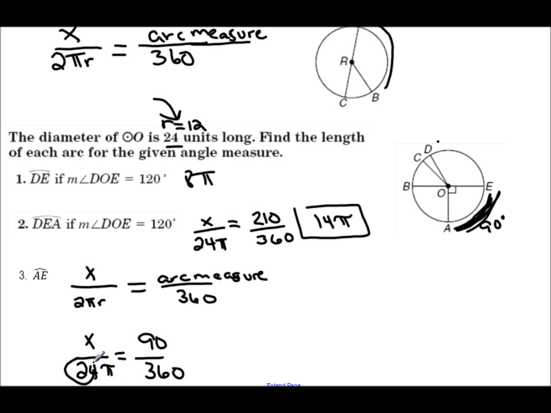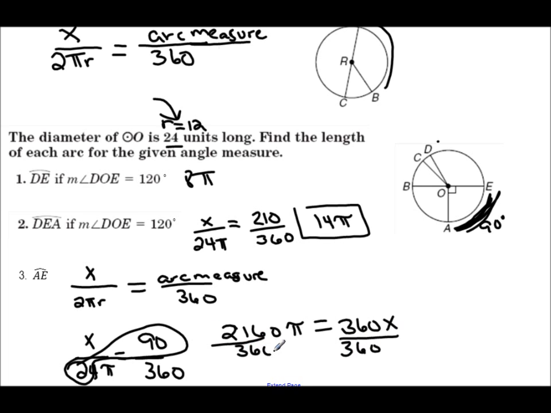So cross multiplying, we're going to take 24 times 90 only, and we're going to leave the pi off to the side. So 2,160 is 90 times 24, all times pi, equals 360 times x. So we're going to divide both sides by 360. So 2,160 divided by 360 gives me 6 times pi, which is equal to our arc length of arc AE.